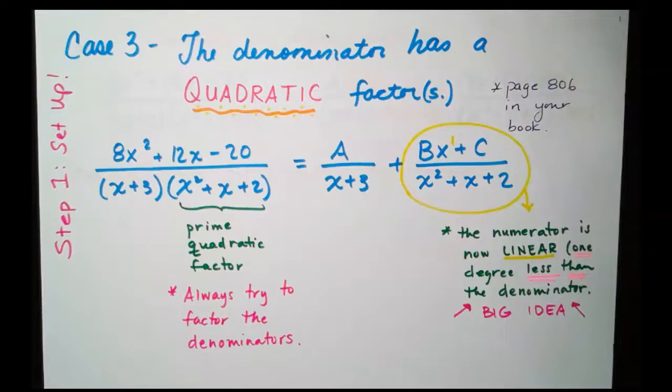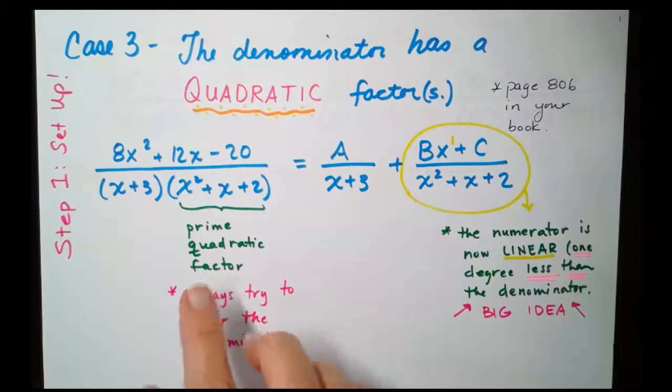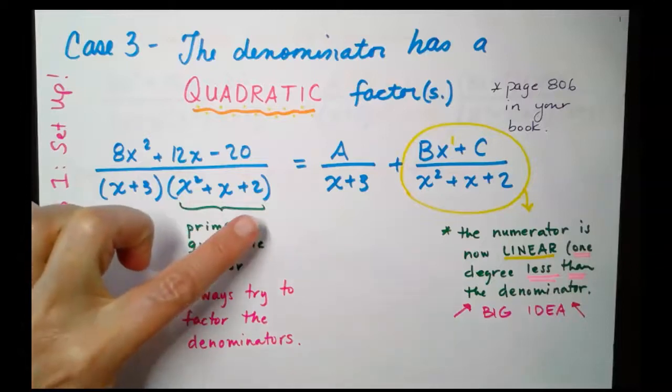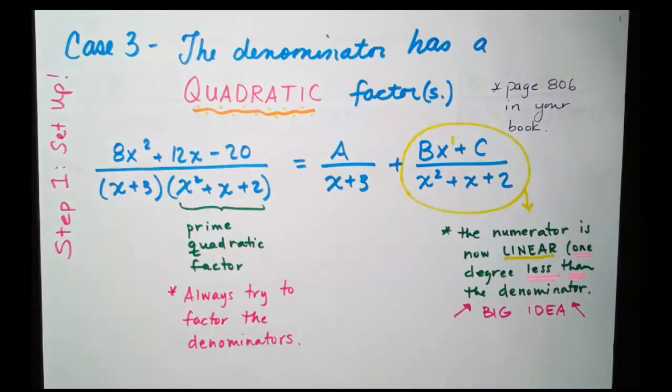We're still using A, B, and C, but when we have a prime quadratic factor, we have to do a different setup. Remember, we always want to try to factor our denominators if possible. And as you can see here, there are no factors of 2 that add up to 1. So nothing's going away here.